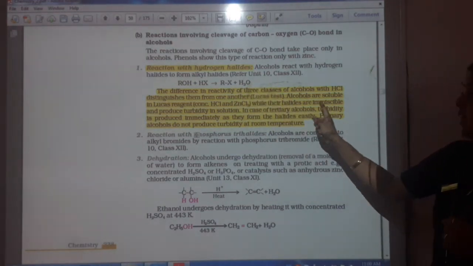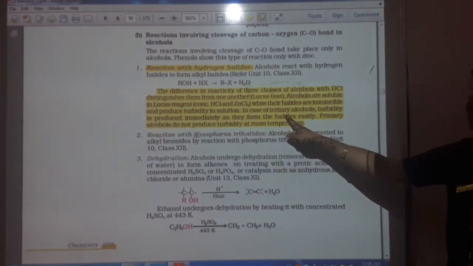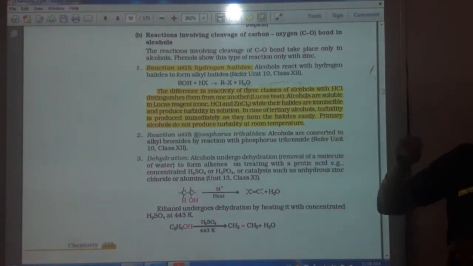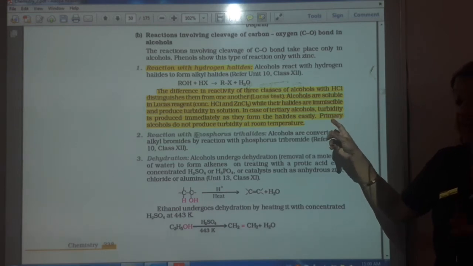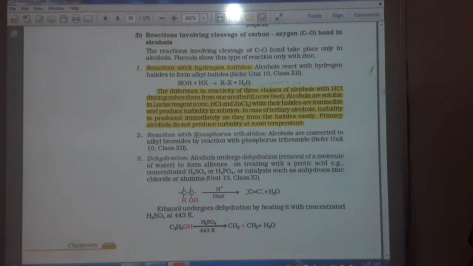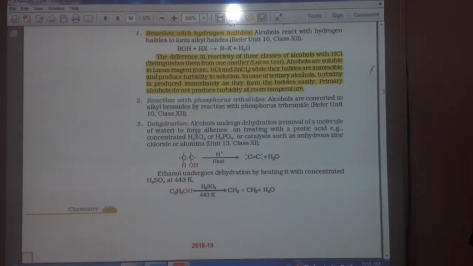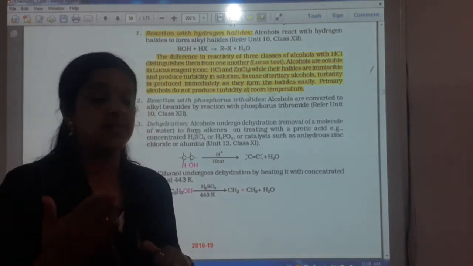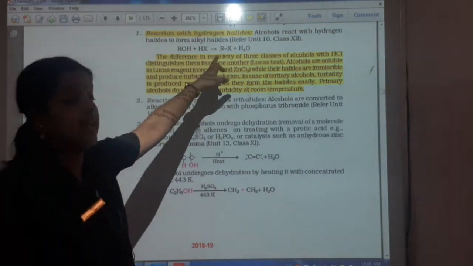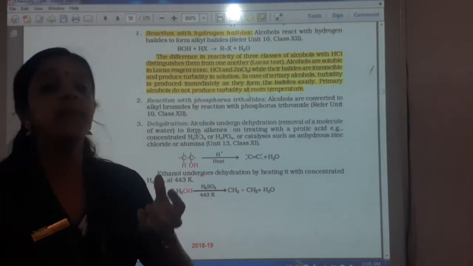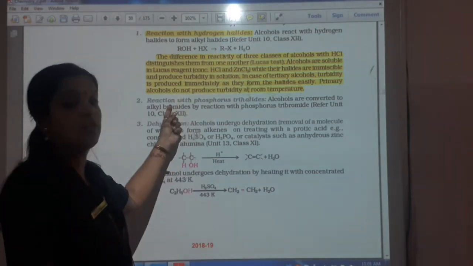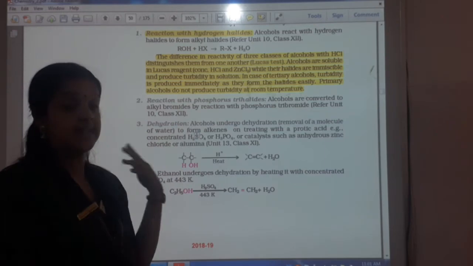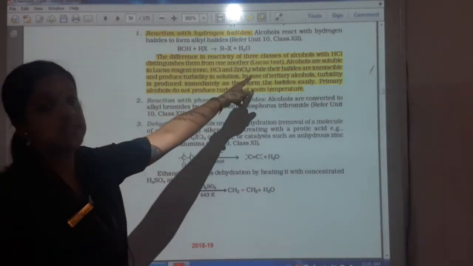Now see here, they are immiscible and produce turbidity. If it is a tertiary alcohol, the turbidity is produced immediately, and if it is a primary, it takes some time. Sorry, secondary, it takes some time. Primary, they do not form. This is a very important test for differentiating the primary, secondary and tertiary alcohol. I repeat, when alcohols react with HX, that is hydrogen halide, you get alkyl halides formed. In the product, when you get turbidity immediately, it is a tertiary alcohol. If it is formed a little bit later, it is secondary. If there is no turbidity, it is a primary alcohol, and the test you call the Lucas test.